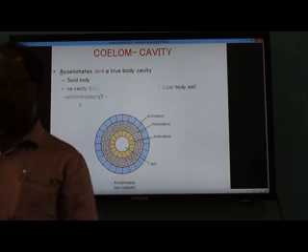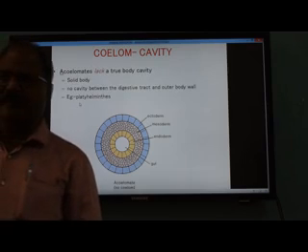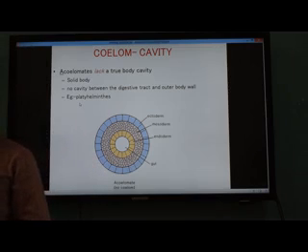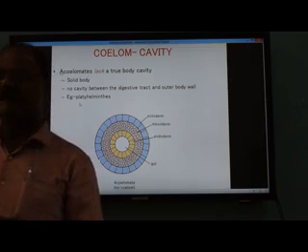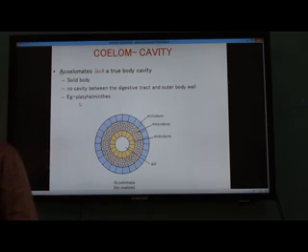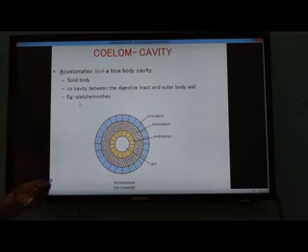Now let us go to the coelom, meaning a cavity. They are classified into acoelomates, pseudocoelomates and the coelomates. Suppose we go for acoelomates: A represents a lack of true body cavity, and they have a solid body and no cavity between the digestive tract and outer body wall. Example, platyhelminthes.